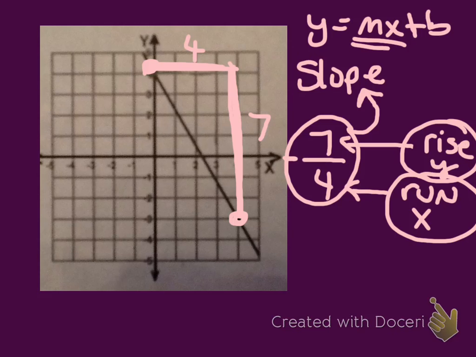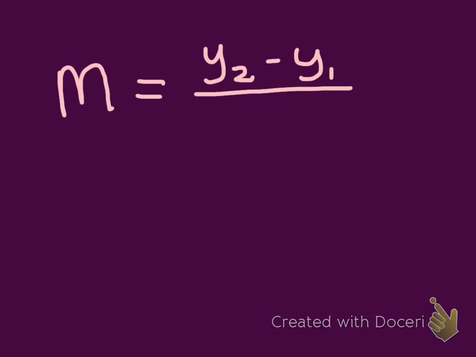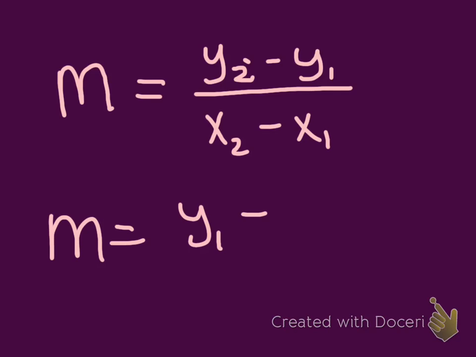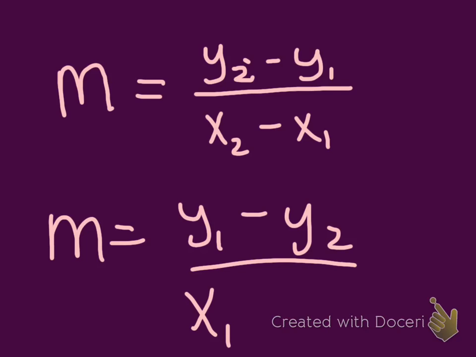And I do the same thing with the x's. I take this x value and I subtract it from that x value, and I'd have how far it went over. So we're going to take x2 minus x1, okay? Now, it doesn't matter if I put a 1 here, or I could have written this like this. I could have written it m equals y1 minus y2 over x1 minus x2.